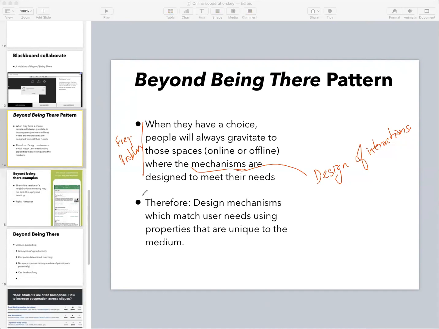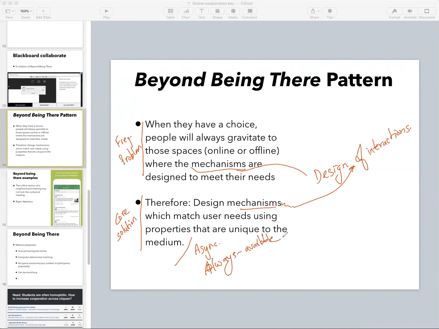If you are a designer who wants people to use your solution, your system, then the core of the solution is you want to design these interactions, these mechanisms, which are these interactions that people can do in that particular medium, such that they meet user needs using properties that are unique to that medium. So for the online medium, it would be something like asynchronicity, being always available, and so on.